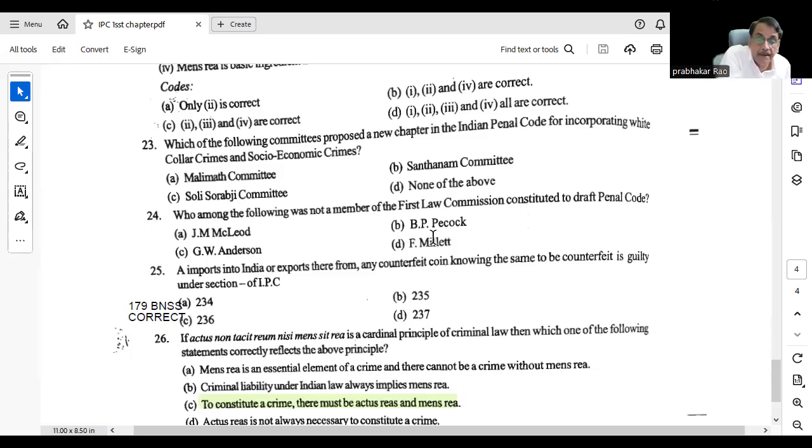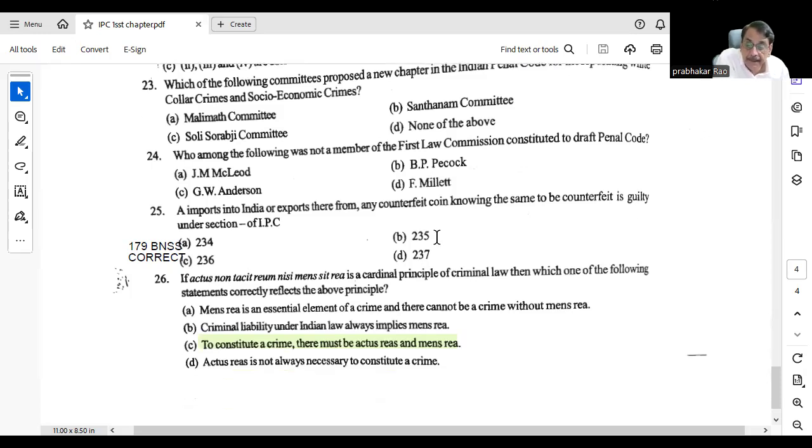He was not a member of the First Law Commission. Okay. A imports into India, or exports therefrom, any counterfeit coin knowing the same to be counterfeit. Under which section is he guilty? He has told that various sections of IPC apply, and now in BNS, the section is 179 BNS.